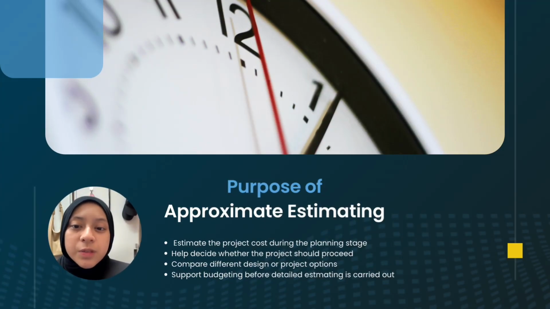Now let's look at the purpose of approximate estimating. The main purpose is to provide an estimated project cost before detailed estimating is carried out, and also to help the project team evaluate whether the project should continue or not, to compare different design alternatives, and to prepare an initial budget. This information allows better decision making before the project enters its detail design stage of drawing.